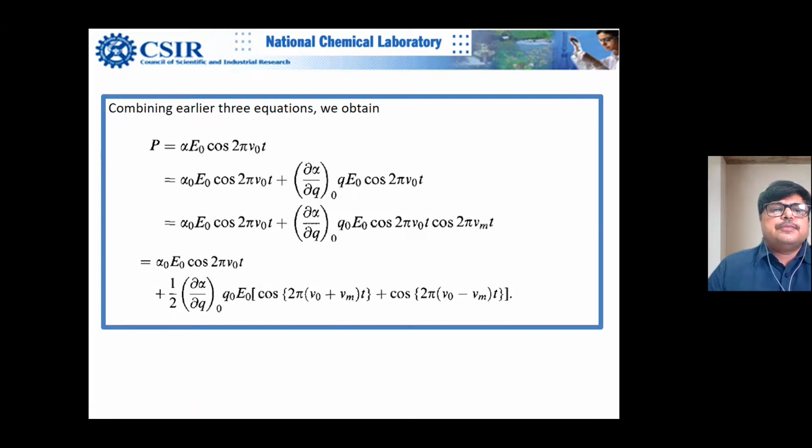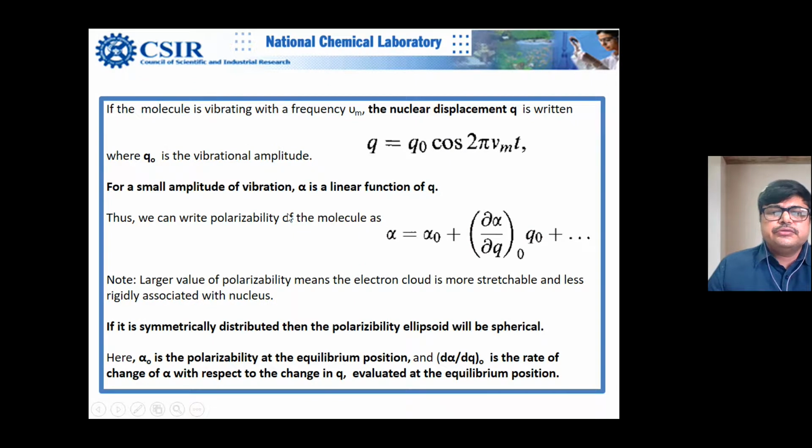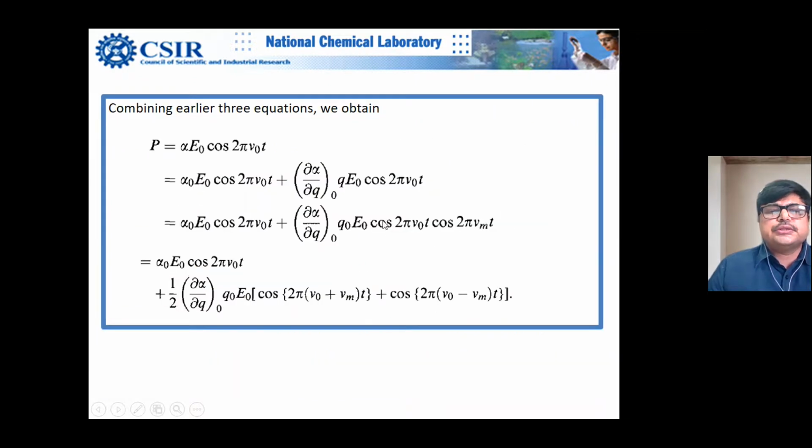If we put the expanded form of alpha into the first equation, this is the first equation, and this is the second equation, then we get this form, and finally we can break it out into these three terms. The first term, if you notice, has this cosine function, but the frequency is nu zero. So the frequency remains the same as it is for the incoming light. This is called the Rayleigh term. And now if we look at the next term here, the frequency has an addition of nu m, and there is another term.